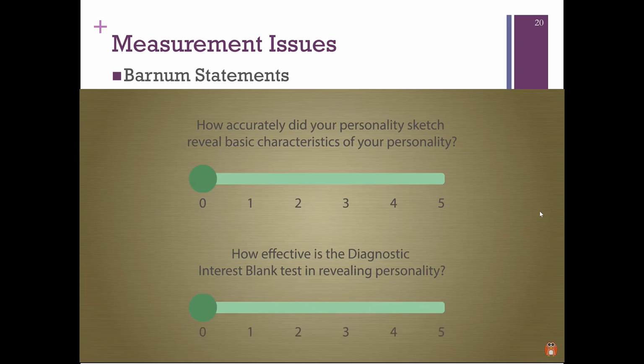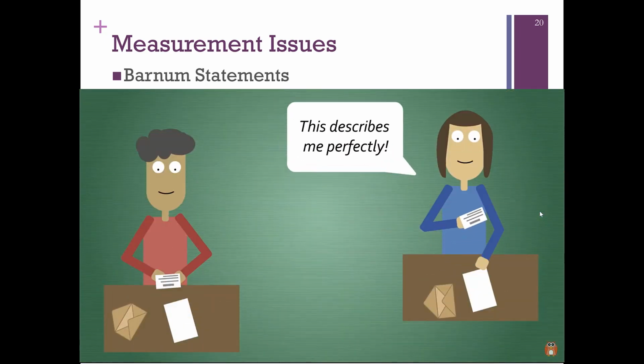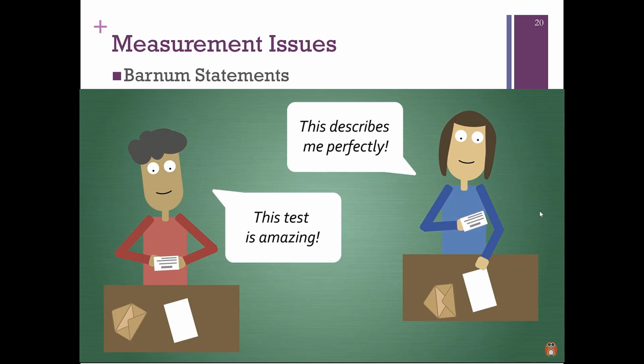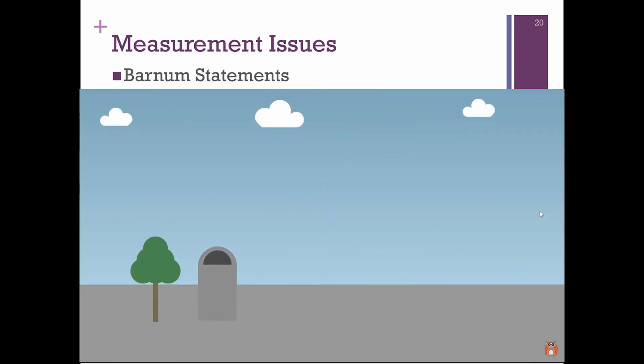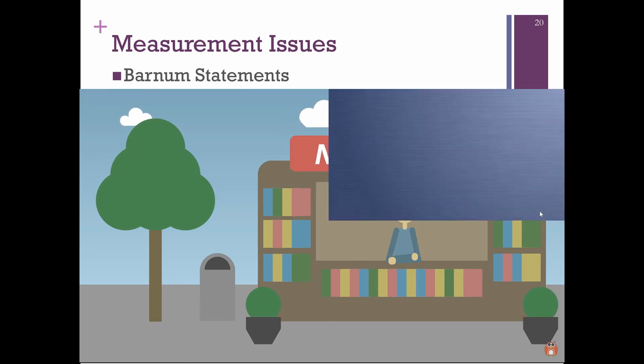The students were convinced. They gave their personality sketches an average accuracy rating of 4.26, while scoring the effectiveness of the test an average of 4.31. What the students didn't know, however, was that they all received exactly the same personality sketch. Not only were they all the same, but Forer had taken the statements within the sketch from a newsstand astrology book and had absolutely no correlation with the students' test results.